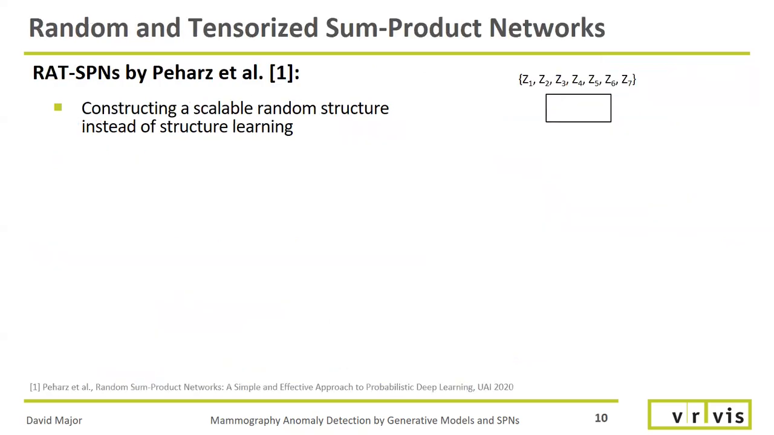In this work, we utilize the random and tensorized sum product networks, in short RAT-SPNs, introduced by Peharz et al. It has the following features. It constructs a random structure instead of structure learning.